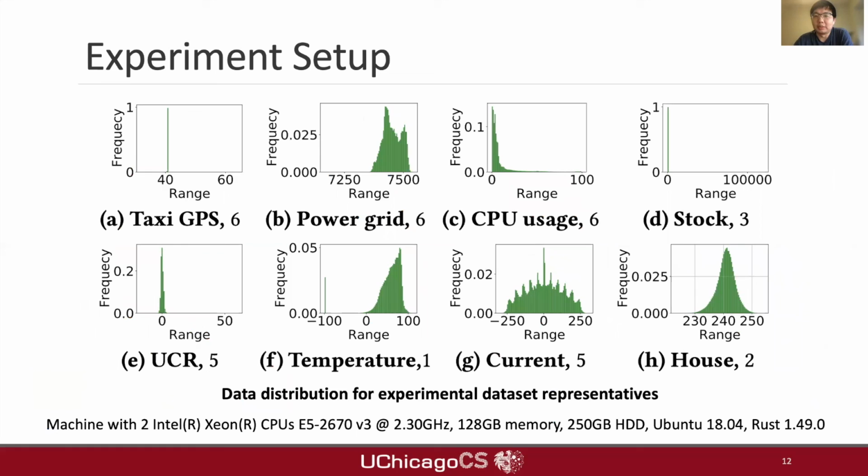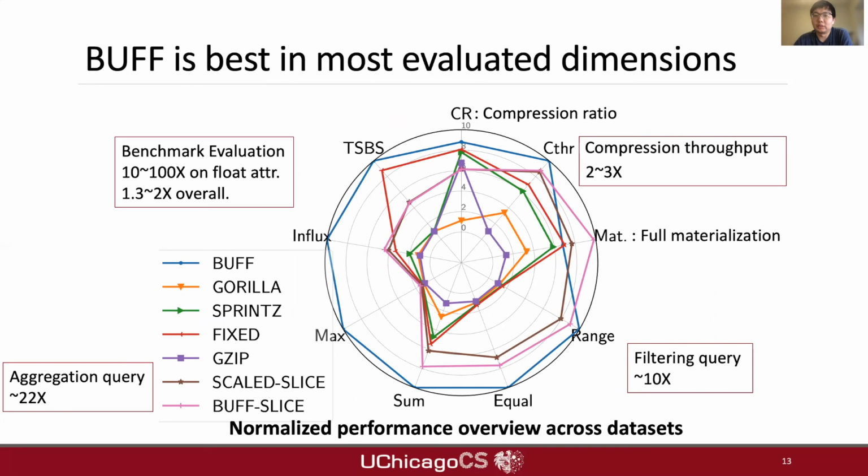In our experiment, we pull data from a variety of domains and distributions. We also include benchmark evaluations. Here we show the overview of BUFF performance. We normalize the performance on each dimension between 1 and 10. Then we take the average across all the datasets. In the radar chart, larger is better.